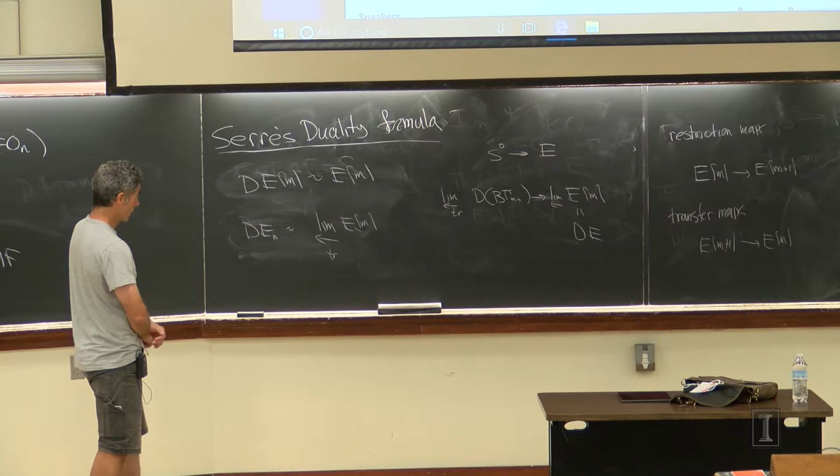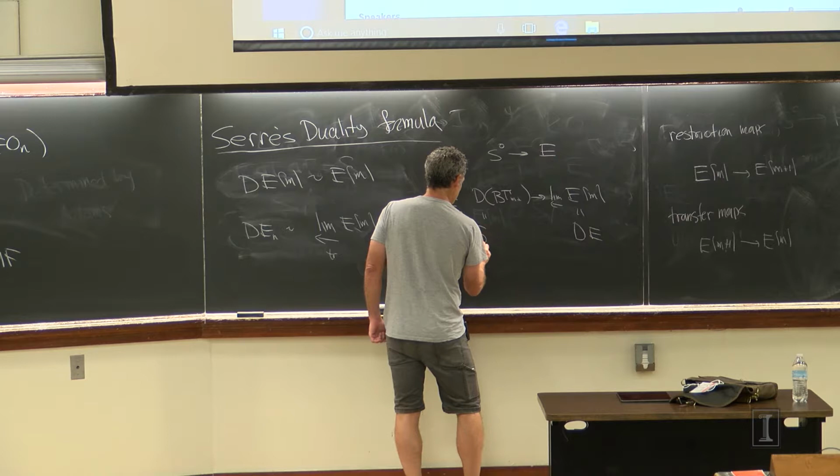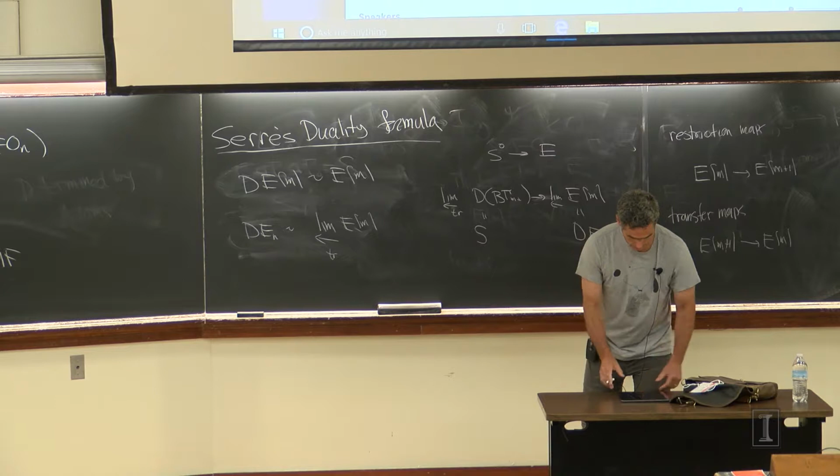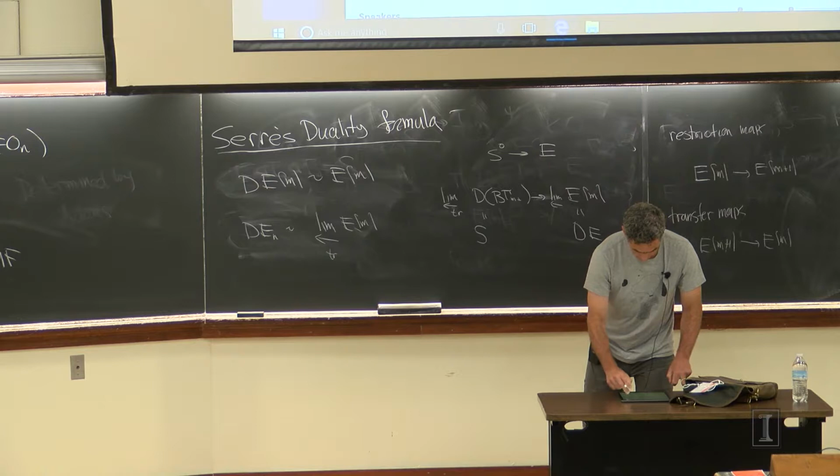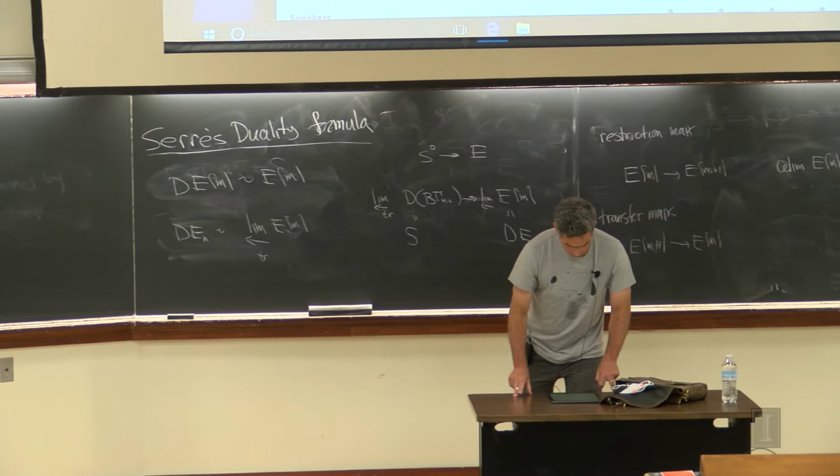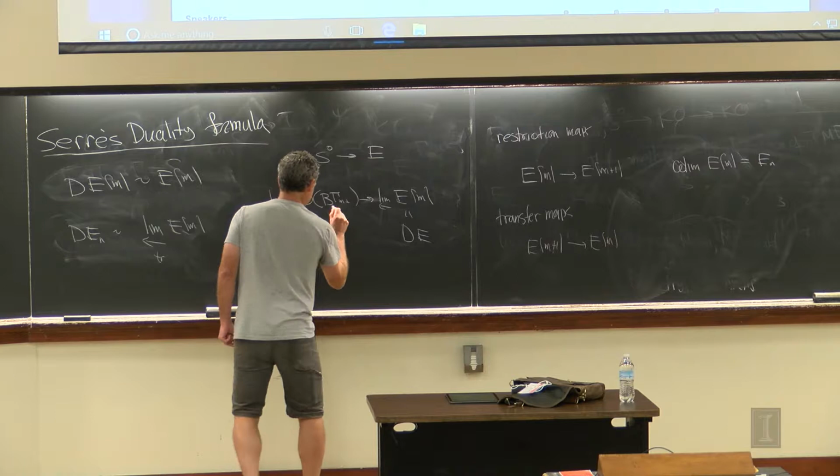So I'm going to give this a name. I'm going to call this S. Oh, I have to remember. There was a sign I changed my mind on. I think I'm calling this S minus G. Okay. So I'll call that S minus G.